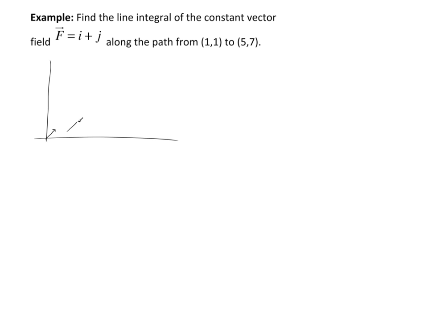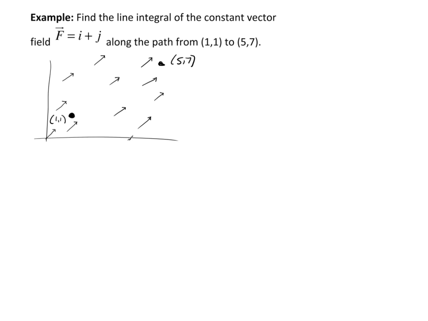This vector field is constant for every x, y in the plane. The vector is 1 in the positive direction of x, 1 in the positive direction of y. That's everywhere. And then, of course, here I'm going to label this as being my point (1, 1). And up here is going to be my point (5, 7).